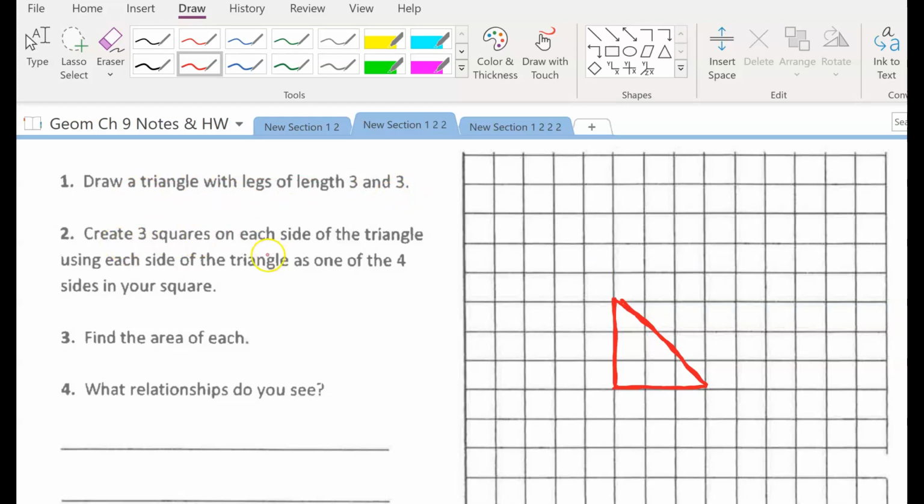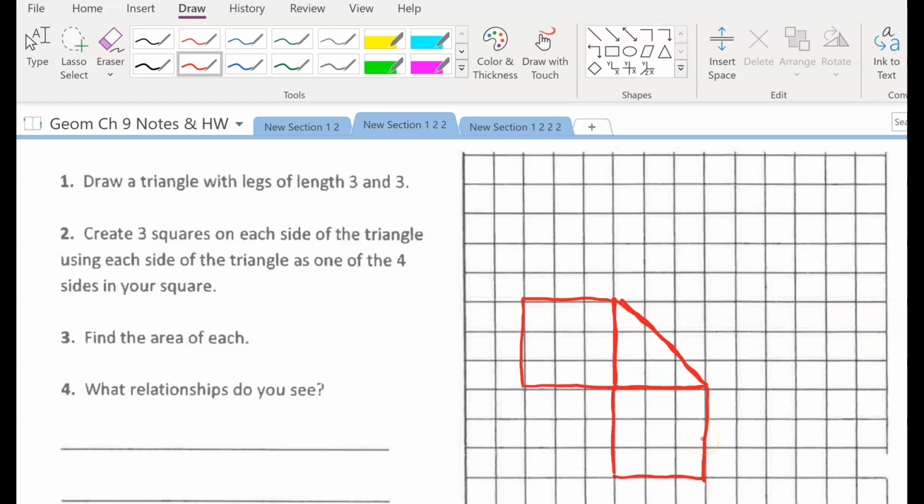Create 3 squares on each side of the triangle, using each side of the triangle as one of the 4 sides. So basically we're going to use each side of our triangle to make a square. So since this side is 3 units, then I'm going to make a square that's 3 by 3 on that side. I'm going to make another square that's 3 by 3 on this side.